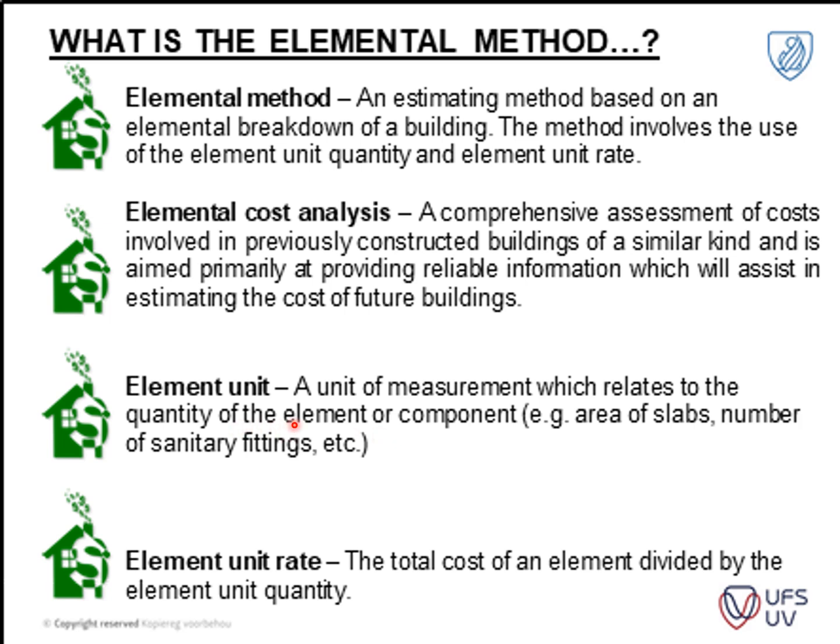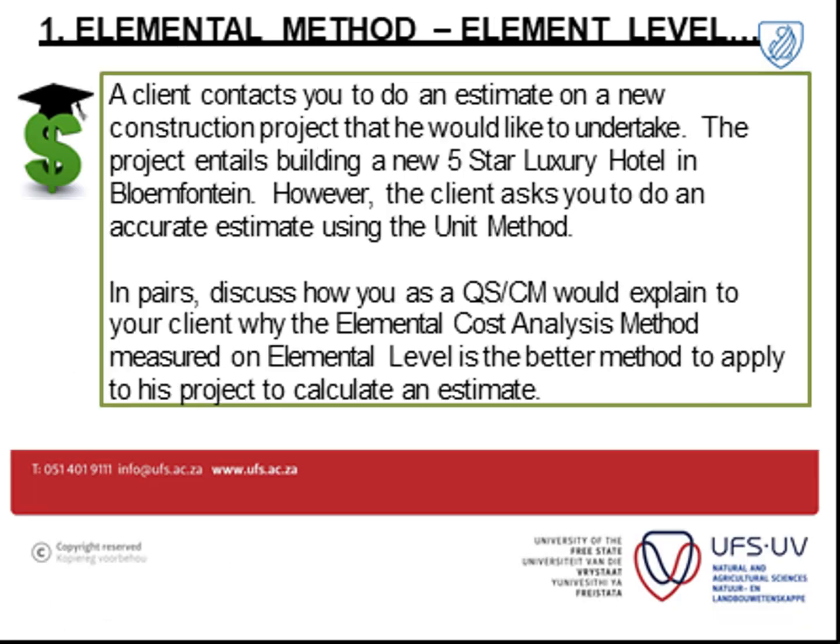Then your elemental unit is the unit of measurement that usually relates to the quantity of element components, such as, for instance, the area of your slabs, the number of sanitary fittings, etc. Your rate is then the elemental rate that you're going to use in this calculation. Again, very important to look at comparing apples with apples.